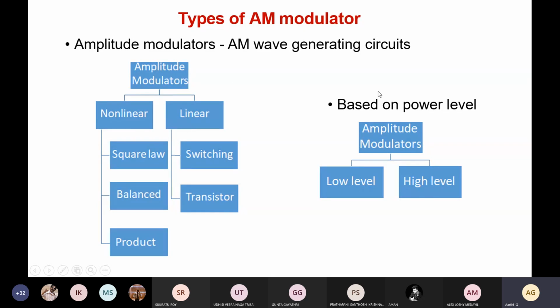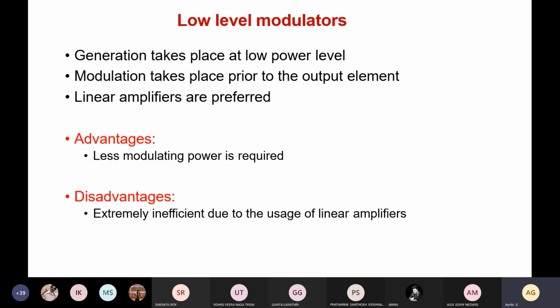And also another grouping is done based on the power level, whether it is low level or high level. When the generated AM wave is at a lower power level, it is low level amplitude modulators, and high level when the generated AM wave is at a higher power level. So we'll study one by one. So what are low level modulators? The generation takes place at a lower power level. So based on the power level, we classify low level and high level.